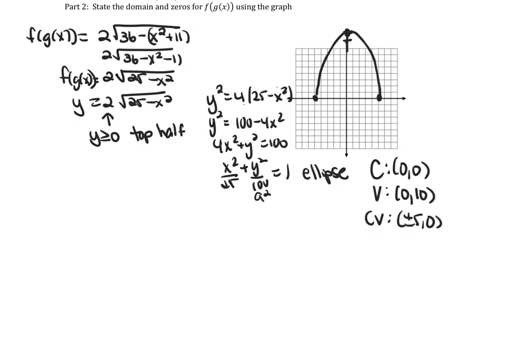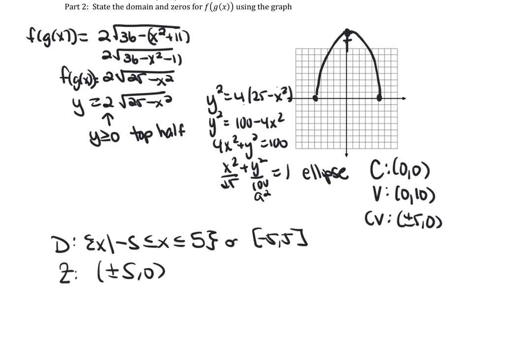So here's your domain. You should be getting -5 to 5, either using interval or set notation. And lastly, your zeros, which are plus or minus 5, 0, where your graph touches or crosses the x-axis.